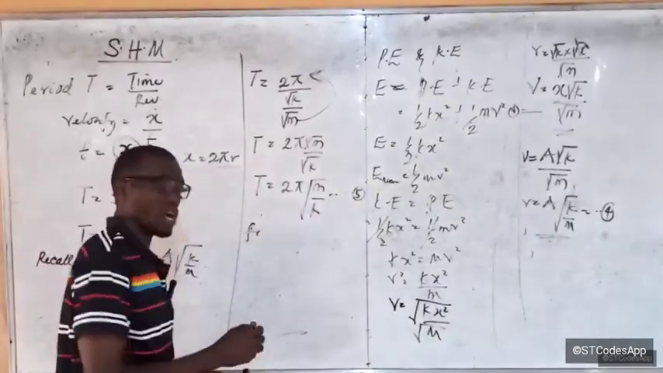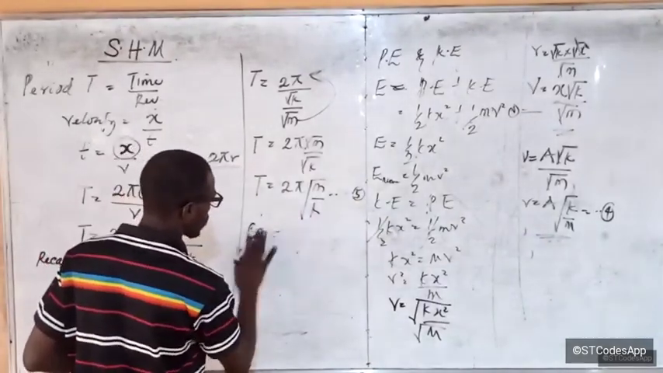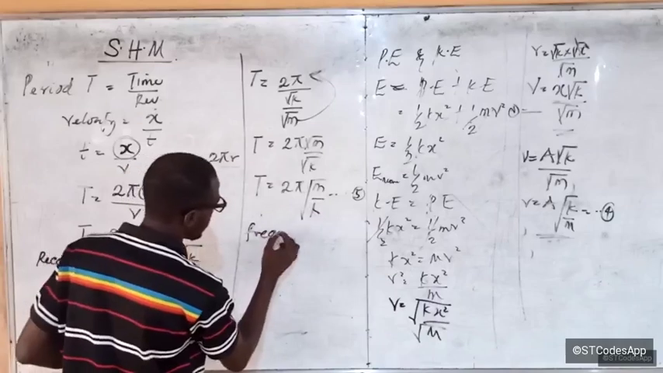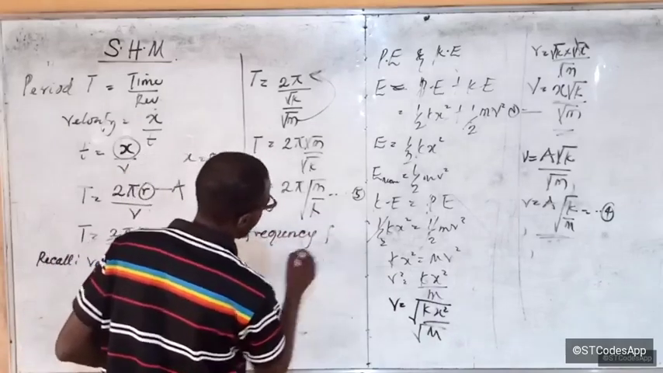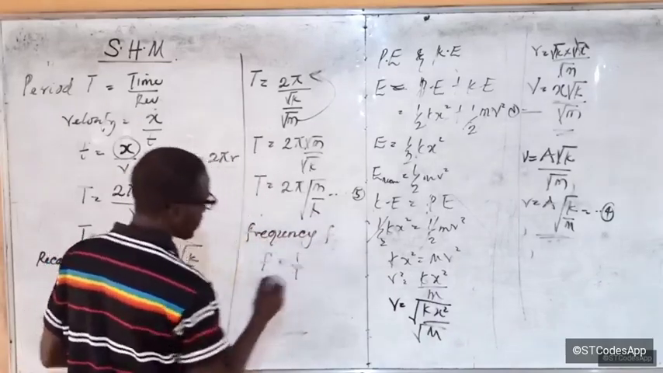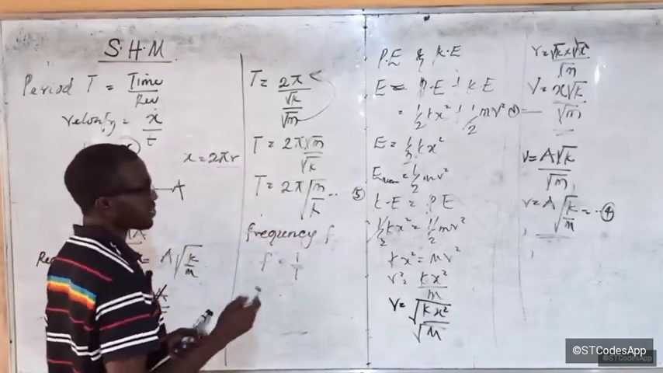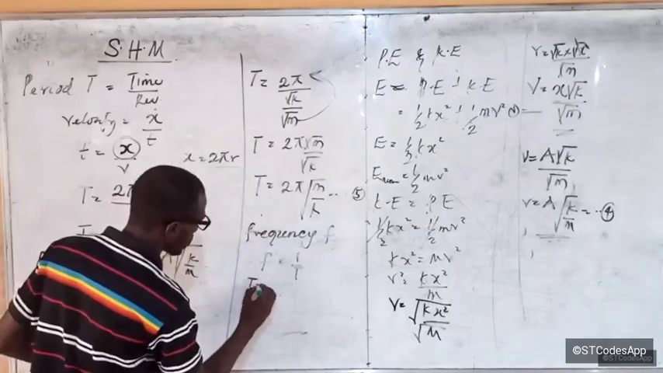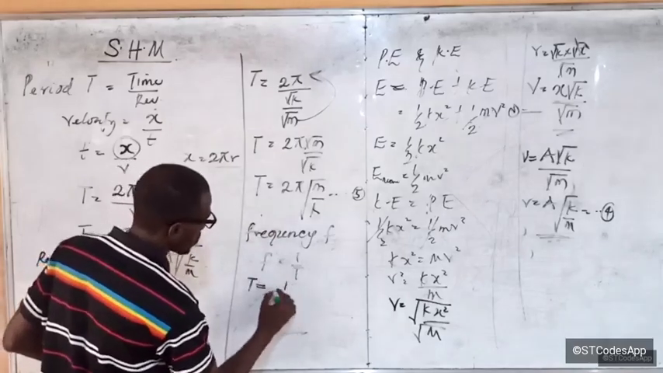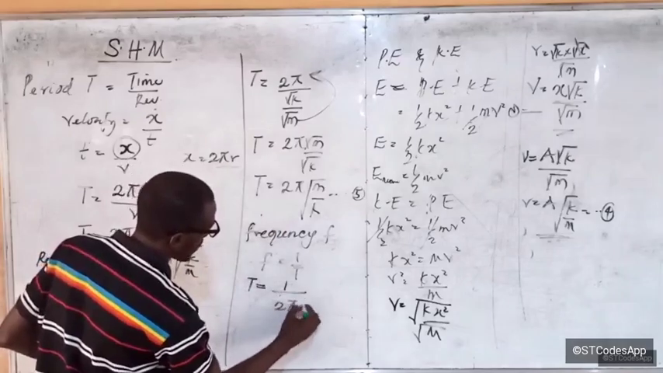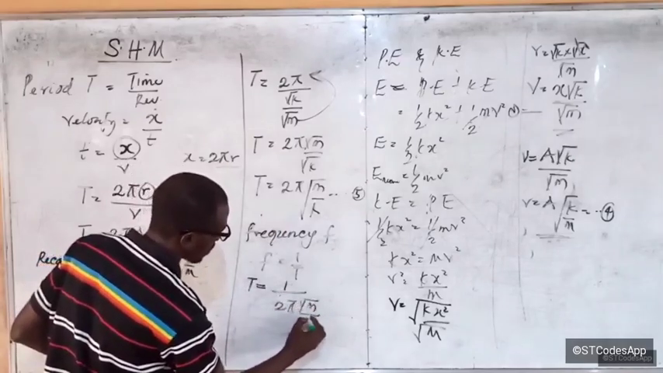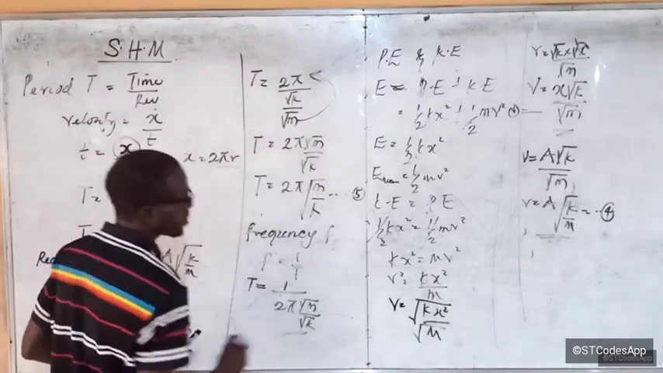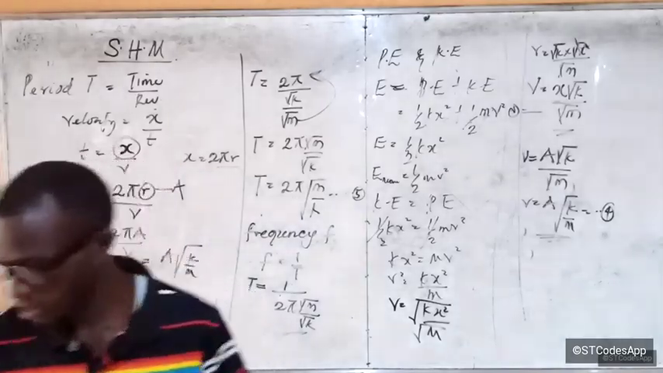So we can quickly do something here. We know that it's also going to have a frequency. Why? Because it's periodic motion. So the frequency here, since f is equal to the inverse of time, so what do we have? The inverse of this entire thing, isn't it? So let's take the inverse of this thing. So f will be equal to what? 1 over 2 pi root m over root k, isn't it? So let's do the math of that.